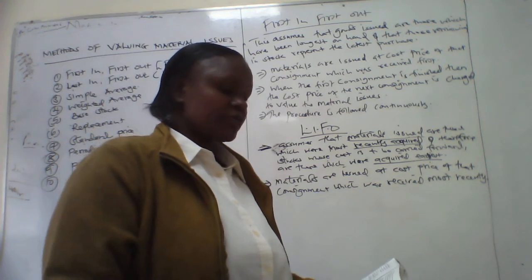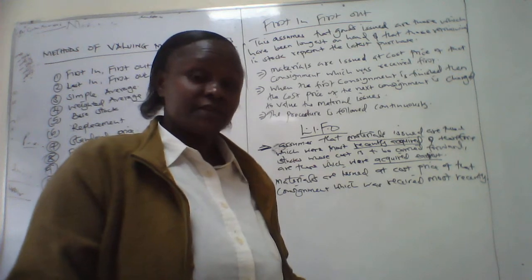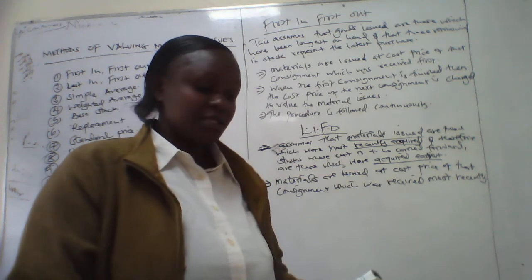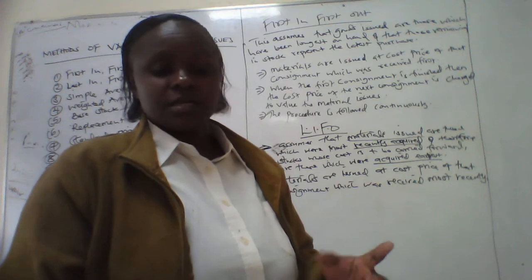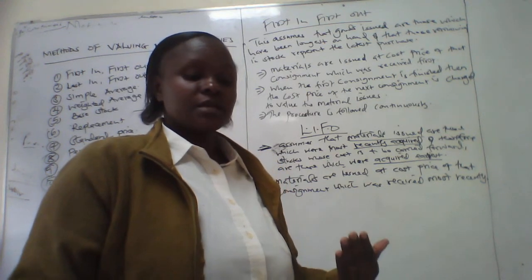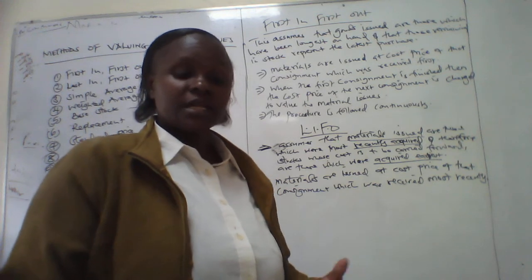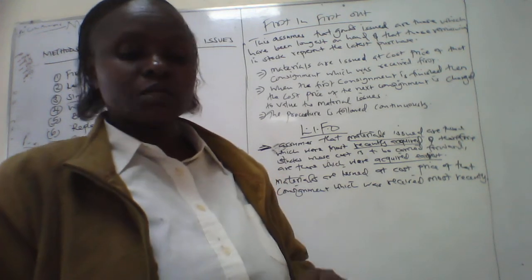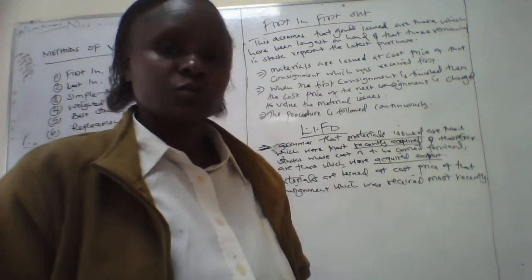Let's look at the simple average. Simple average now, it is very simple as this term is. Under this method, a simple average of prices of all consignments in the store is calculated, and this average price is used to value material issue. It's very simple.